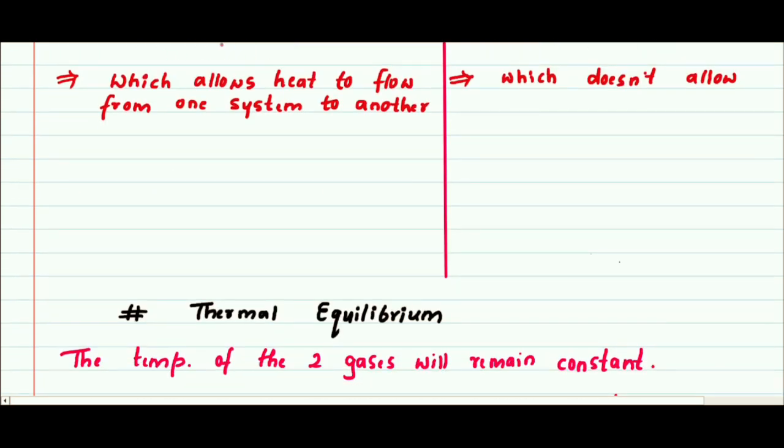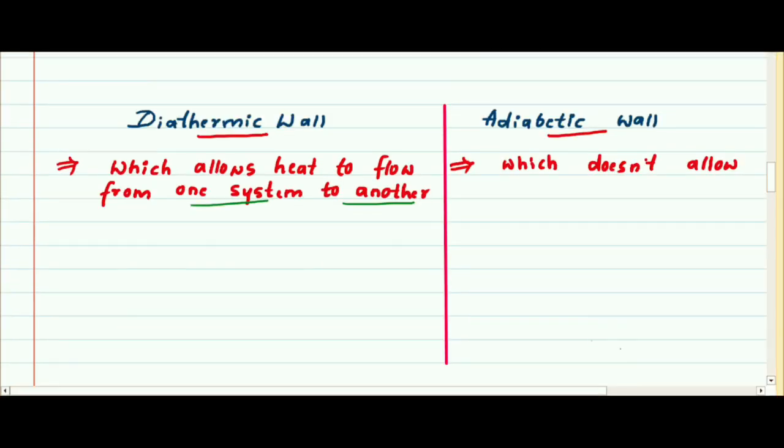Next come two definitions, or we can say two phenomena. Which are those two phenomena? The first one is the diathermic wall and the second one is the adiabatic wall. The definition says that a wall which allows heat to flow from one system to another system is called a diathermic wall. If we take one example over here, wait, I'll insert the shape here.